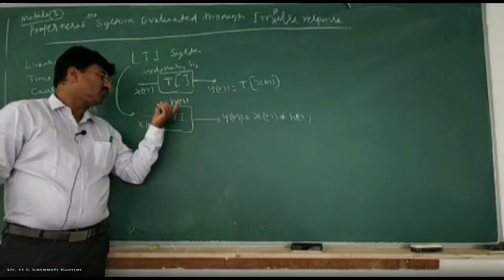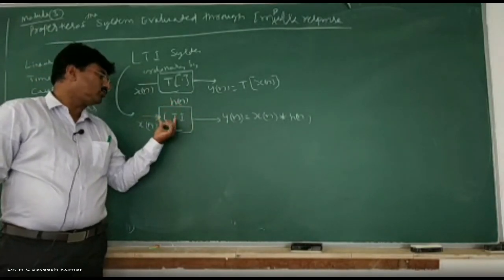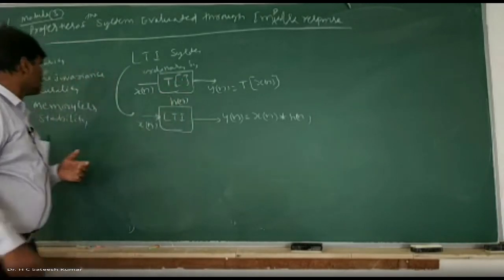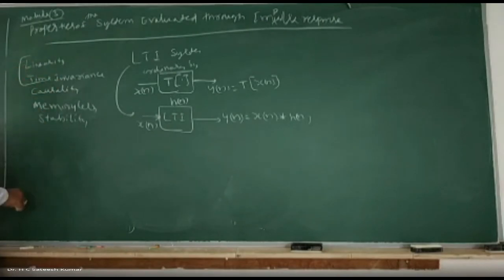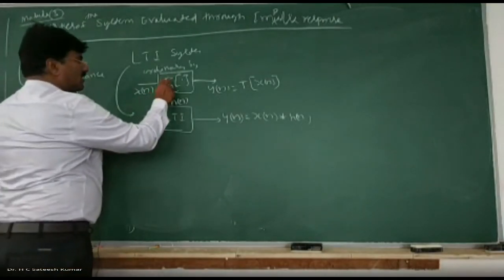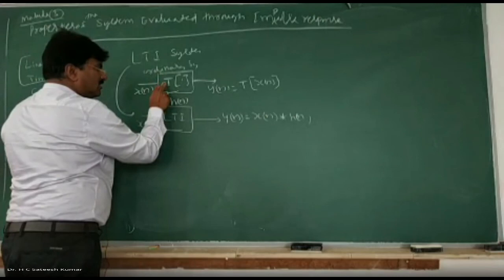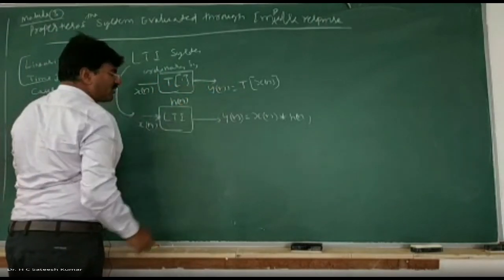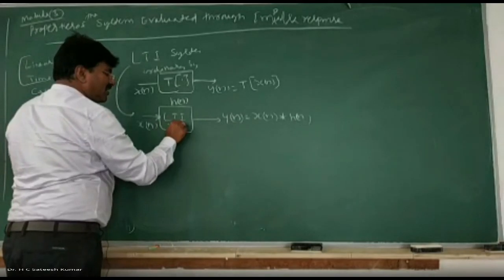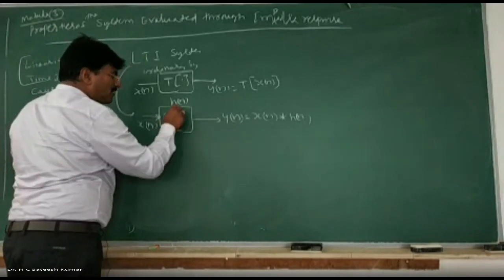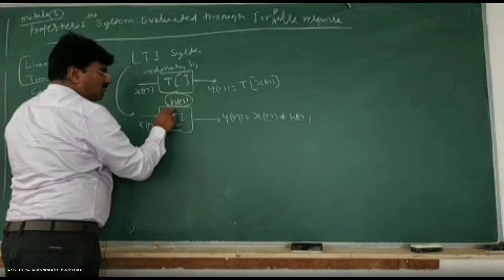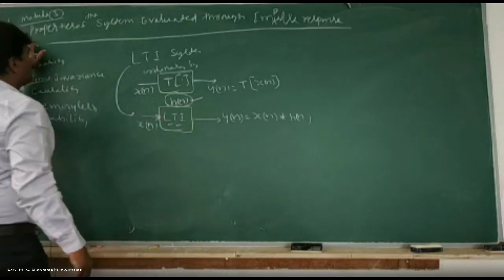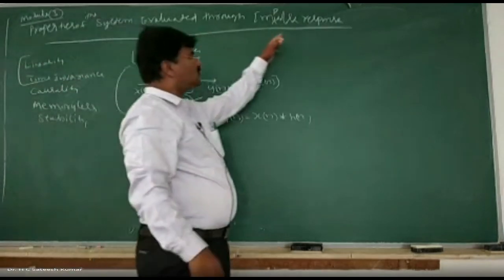So LTI system means already two properties are satisfied. For the ordinary system, no property is satisfied, and we have to check it out. For an LTI system, the system is already linear and time invariant, so the other three properties should be evaluated in terms of impulse response. That's what the properties of the system evaluated through impulse response means.